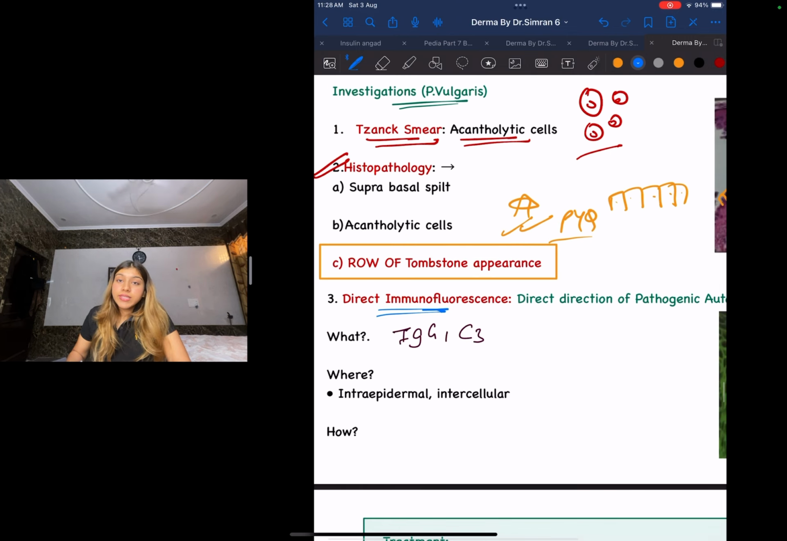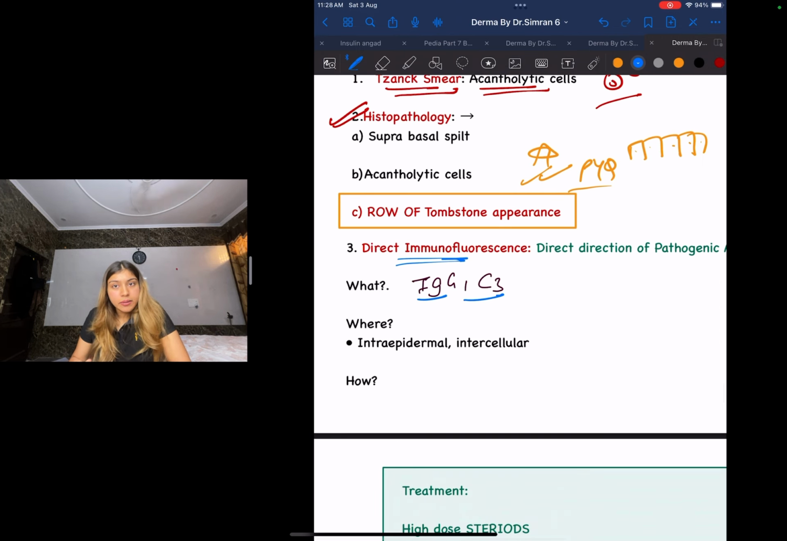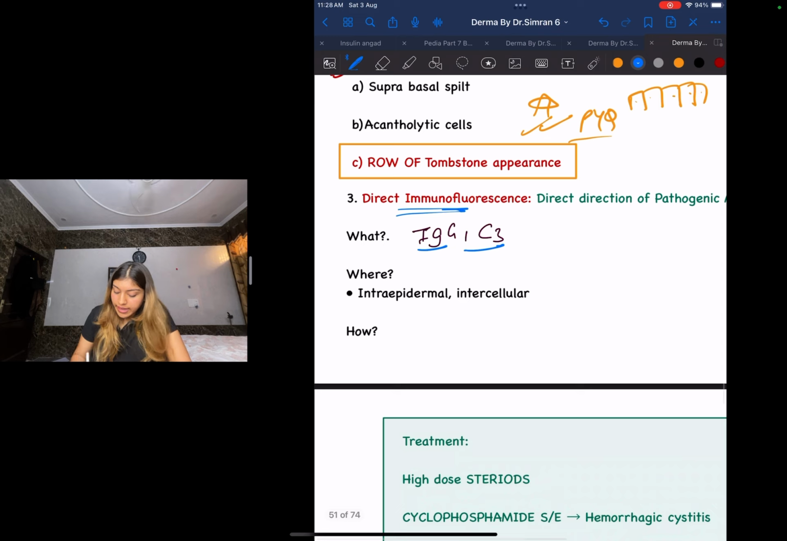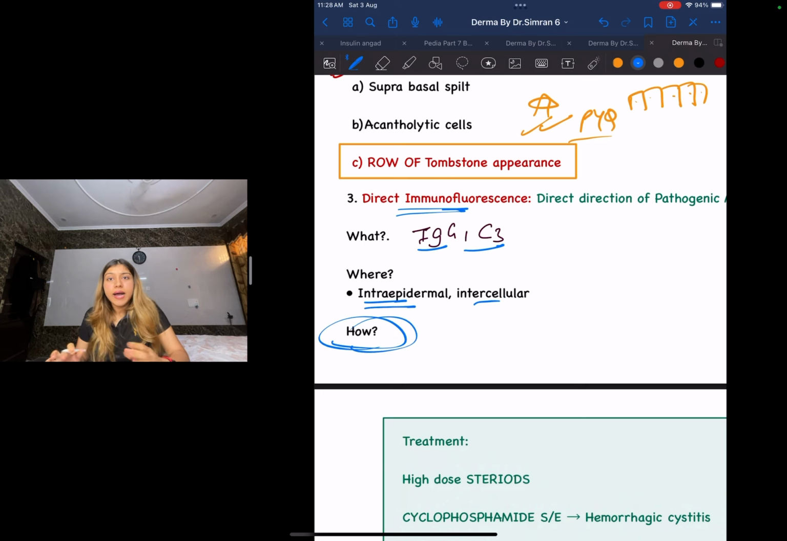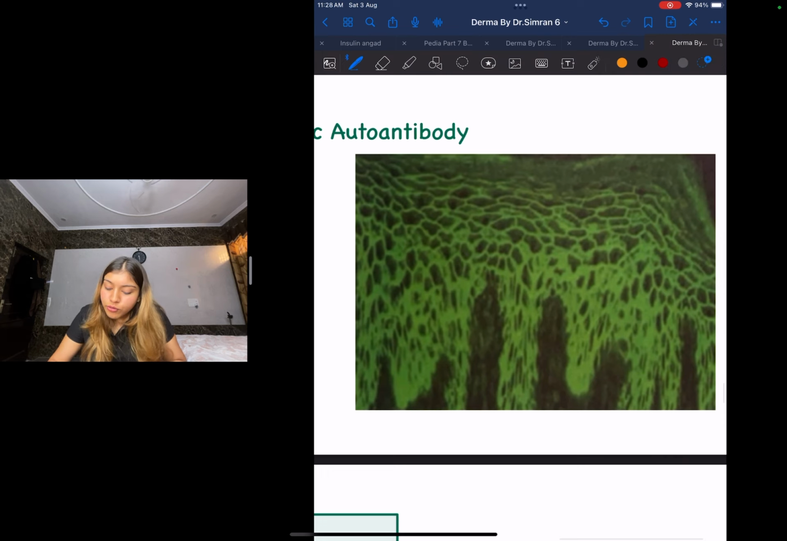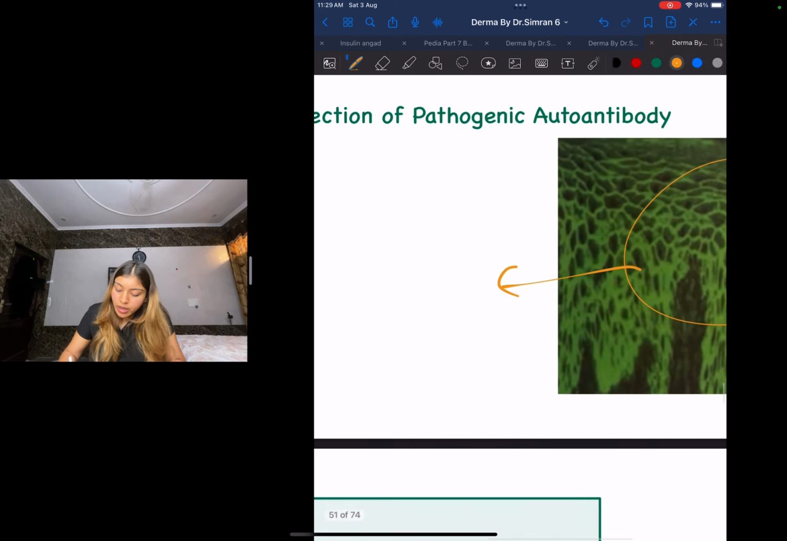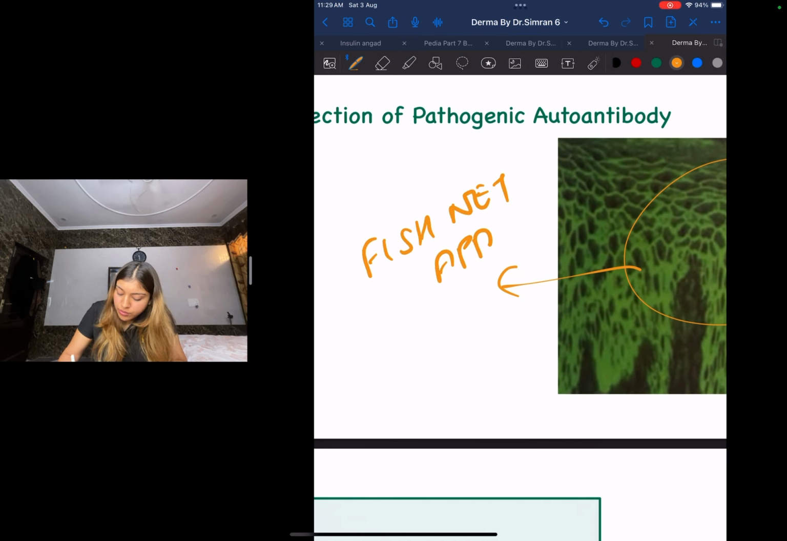What we will see over here, we will see IgG and C3 deposits. And where is it present? It is present intraepidermal and intercellular. Intra means within and inter means between. I have explained this. What is the pattern that it will give me? Look at this beautiful pattern that you can see, this is your characteristic fish net appearance. Fish net appearance. You will see this fish net appearance, right?